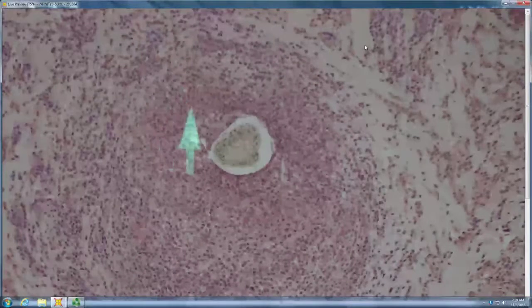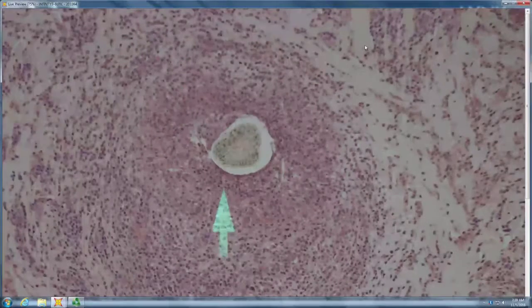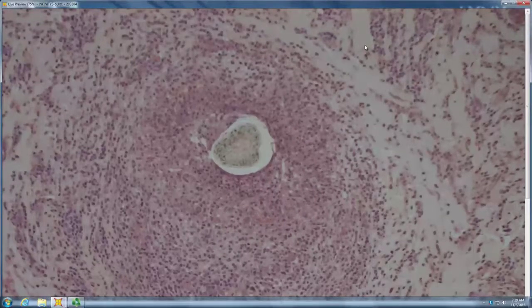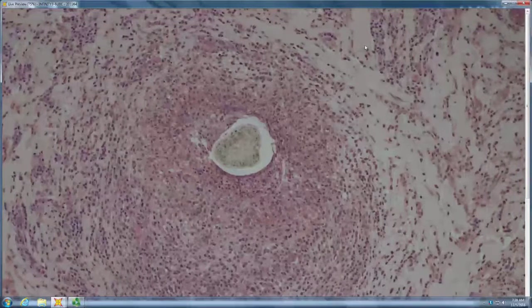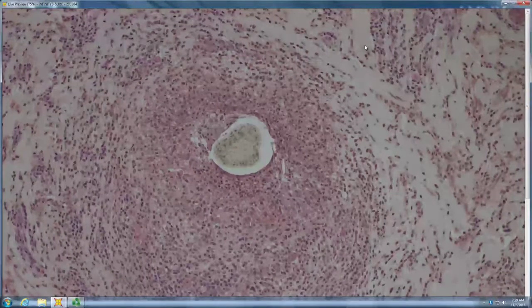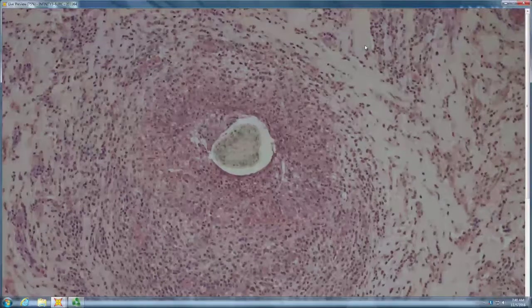Oh, those are EOs. It's EOs and neutrophils and granuloma. So it's a suppurative and granulomatous folliculitis with EOs. So give me a differential of a suppurative and granulomatous folliculitis with EOs. It could be folliculitis decalvans. It sure could.